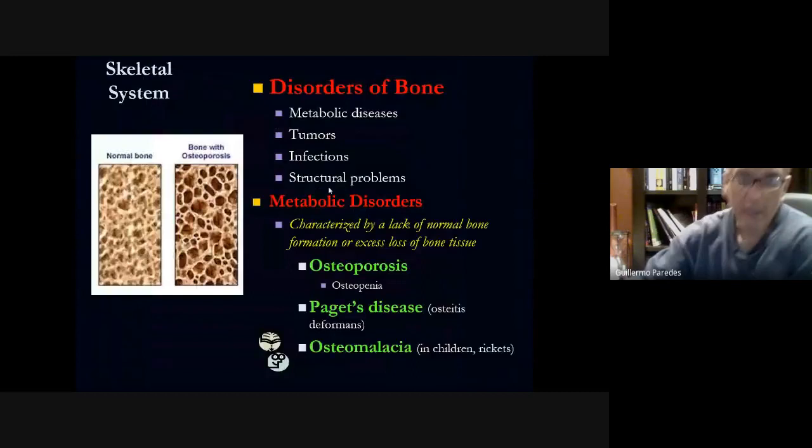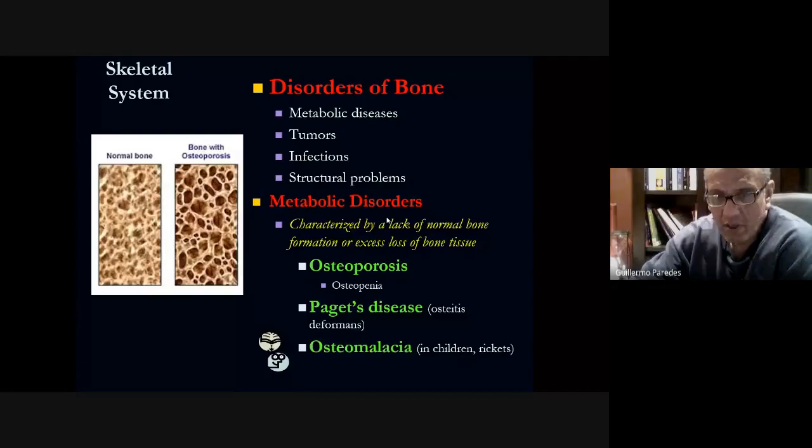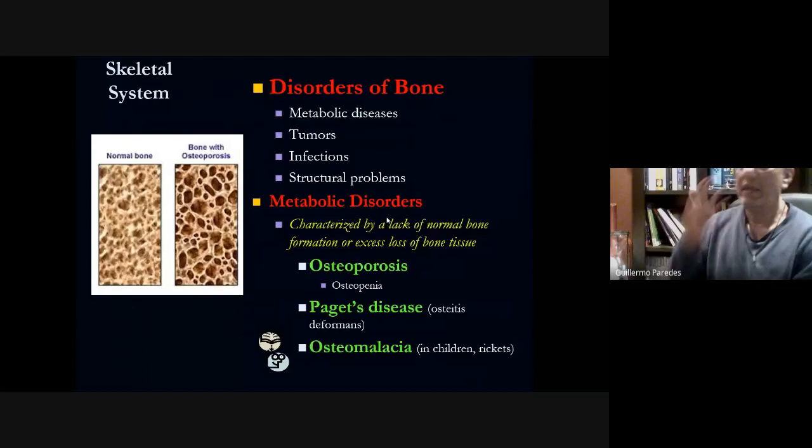All right, so let's keep going with the bones. We have osteoporosis, Paget disease, and osteomalacia. Osteoporosis basically happens in women who are in the menopause stage.